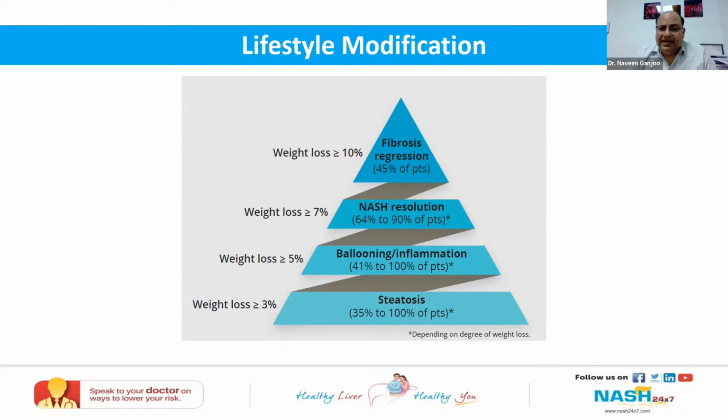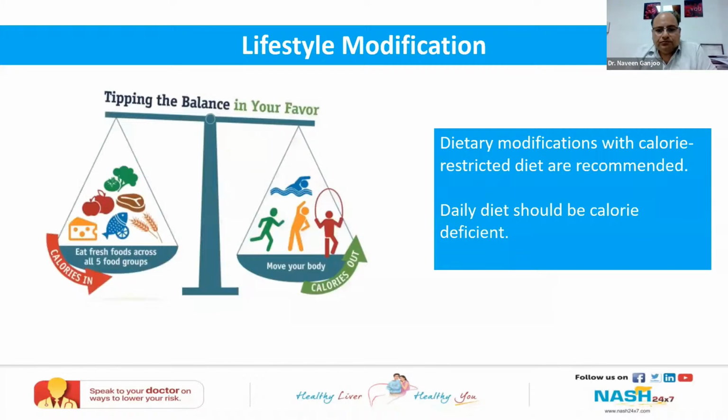If you don't take any medications, but you lose a good amount of weight, 8 to 10 kgs, or 7 to 10% of your body weight, actually the activity goes down, your AST, ALT comes down, you feel better, your diabetes gets better, cholesterol gets better, and then the grade of fatty liver on the ultrasound or your FibroScan starts going down.